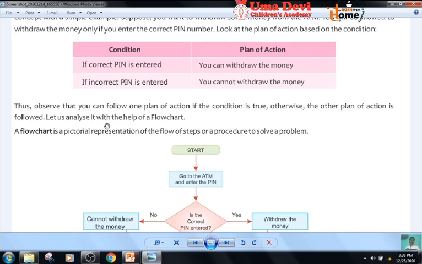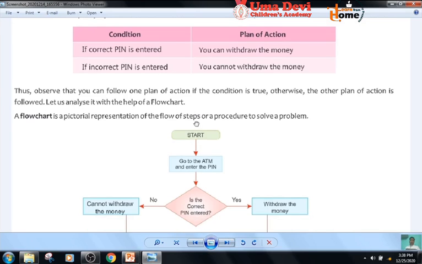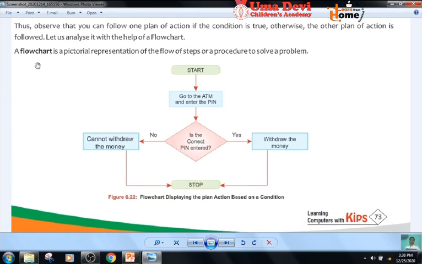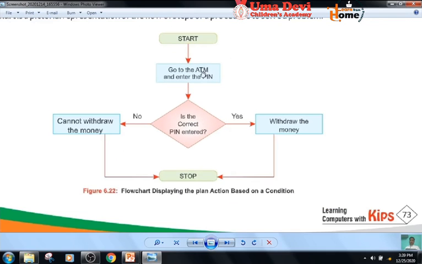Let us analyze it with the help of a flowchart. What is a flowchart? A flowchart is a pictorial representation of the flow of steps or a procedure to solve a problem. Look at here, start, then go to the ATM and enter the PIN. Now the condition: is the correct PIN entered? If yes, withdraw the money and stop. If the correct PIN is not entered, no, so you cannot withdraw the money and stop. So this flowchart displays the plan of action based on a condition.